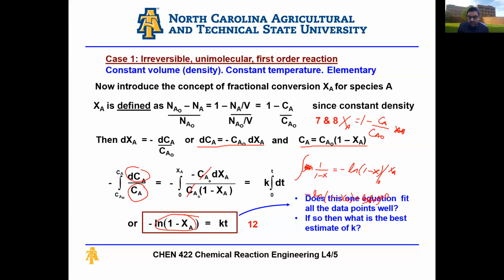And if I plot ln of 1 minus XA versus time, and I see it's a straight line and your experimental data is something like this, you might go, okay, so this is a first order reaction, which is unimolecular. And then I look at my slope to get the value of K. So again, this is case 1.